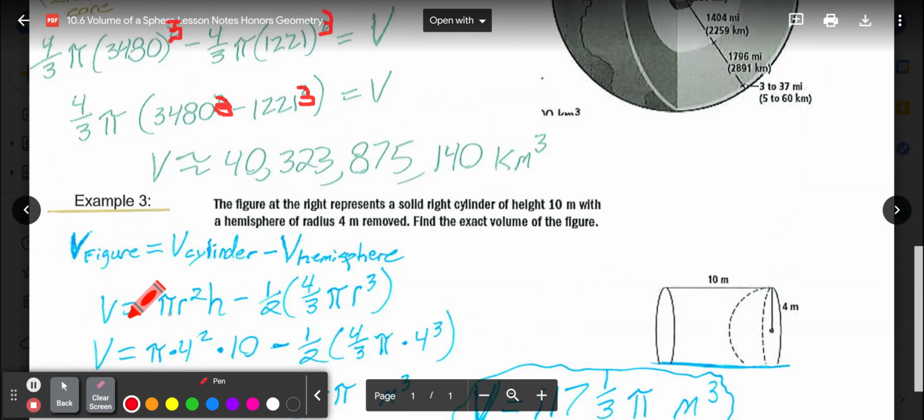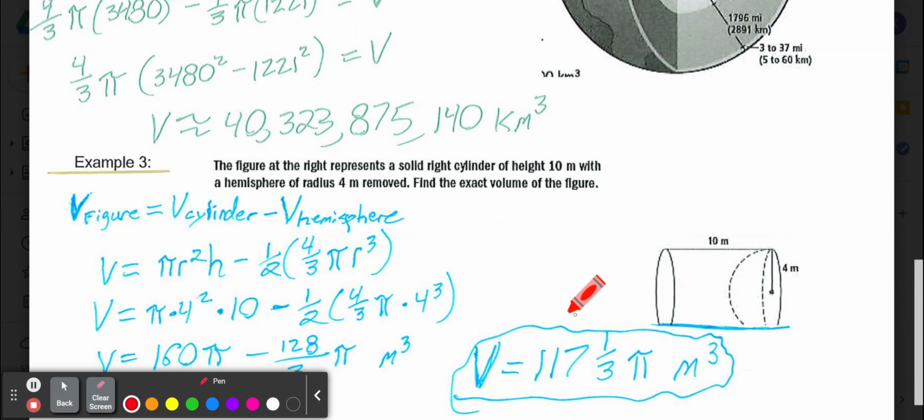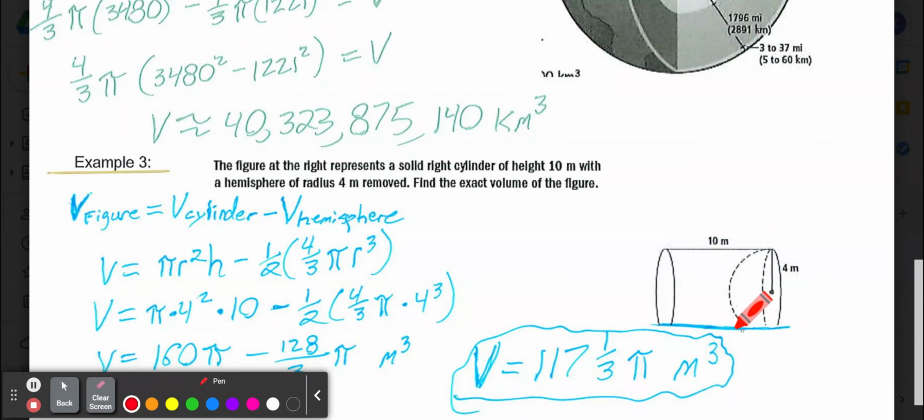And then moving down to our final piece. In this case, we have a cylinder with a hemisphere. So it says the figure at the right represents a solid right cylinder, height of 10 meters, with a hemisphere of radius 4 meters removed. Find the exact volume of this figure. So it's a solid cylinder with this hemisphere cut out. And we're finding the exact volume of that figure.